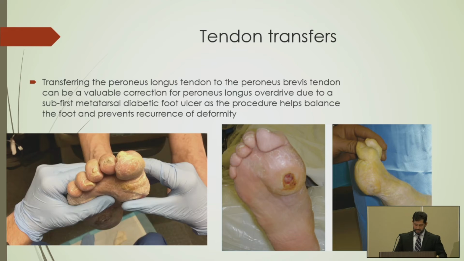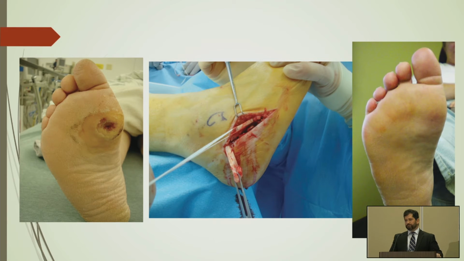Tendon transfers. It's a very useful tool in correction of the deforming forces of the lower extremity. This patient has what's called peroneal overdrive. It's an unstable foot type where the peroneus longus overpulls the first metatarsal, causing a wound underneath the sub-first metatarsal head. What we can do is transfer the peroneus longus to the peroneus brevis tendon. It offloads this area internally, and it's a great procedure.